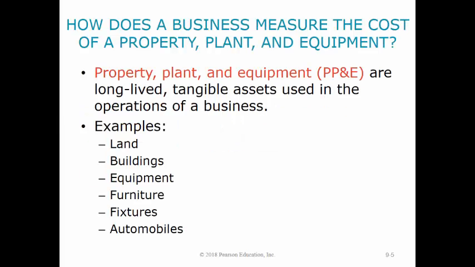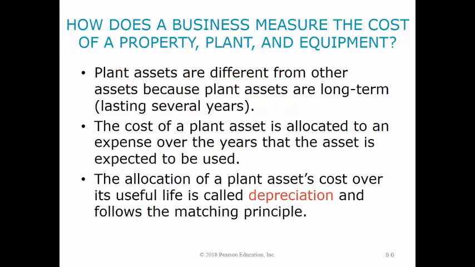Plant assets are long-lived tangible assets used in the operation of the business. These assets include land, buildings, equipment, furniture, fixtures, and automobiles. Often, property, plant, and equipment are referred to as plant assets, operational assets, or fixed assets in financial statements. Plant assets are different from other assets such as office supplies because plant assets are long-term, lasting several years.